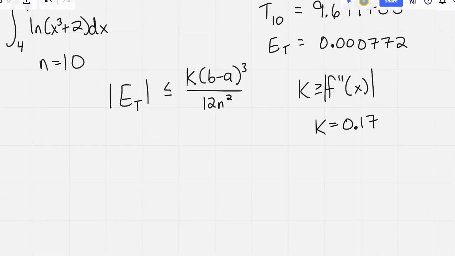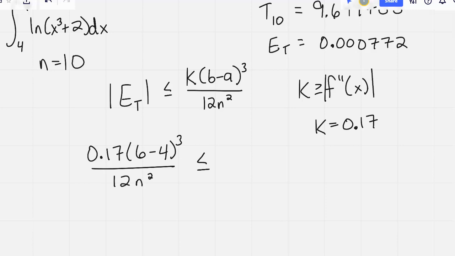So I'm going to use this formula. K is 0.17. My limits went from 4 to 6, so it's 6 minus 4 cubed, all over 12n squared. But I want to specify how large I'm going to allow the error to get. In this case, I wanted one more 0 in my error to make it smaller. So I'm going to say that whatever that value is, it has to be less than or equal to 0.00001.